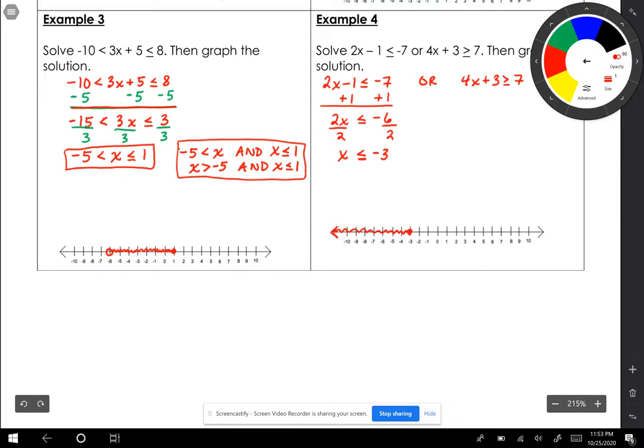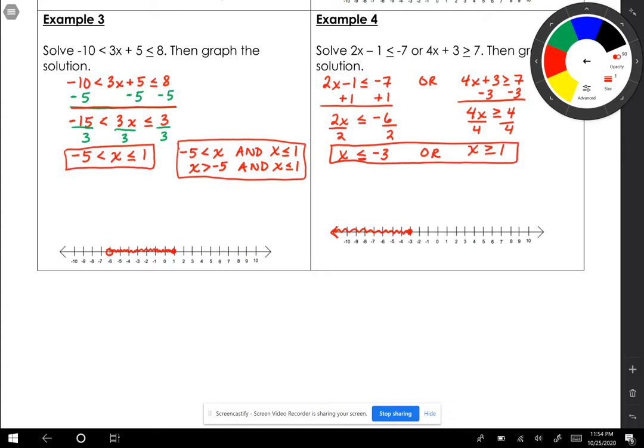Okay, and now let's do the second inequality. Subtract 3. 4x is greater than or equal to 4. Divide by 4. X is greater than or equal to 1. Now this is not your answer. It's not correct unless you put an or there. Big difference. In example 3, if you wrote it like this, you don't have to put the word and, but if you broke it up, then you'd have to write the word and. Okay, so there'd be a closed circle at 1, and the arrow is pointing to the right.